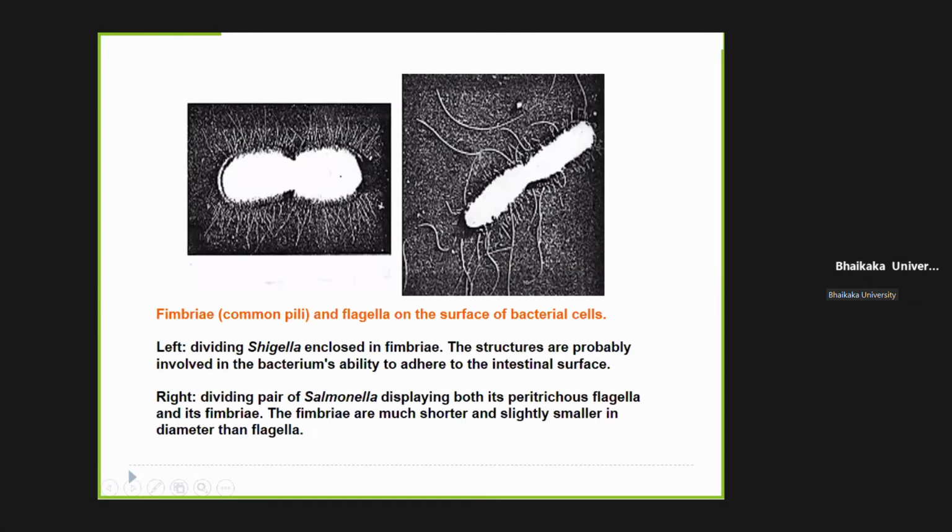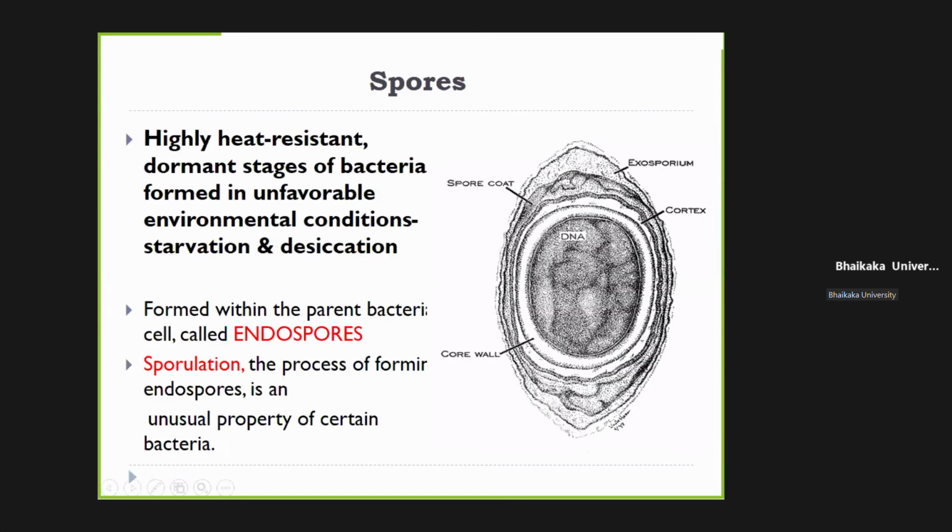The third and very important structure is the spore. They are a highly heat resistant, dormant stage of bacteria, formed in unfavorable environmental conditions like starvation and desiccation.